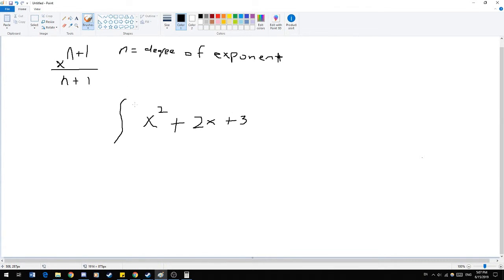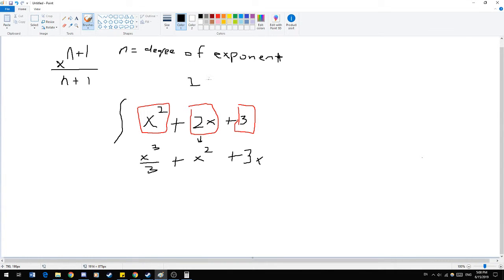In order to take an integral, you gotta integrate each term, doing the same method we did before. So that really quickly would be x cubed over 3 plus x squared plus 3x.